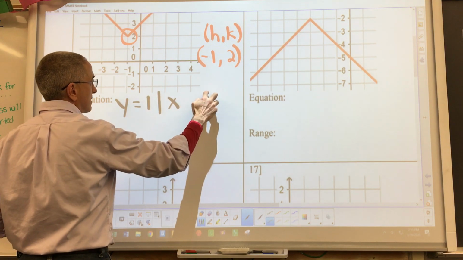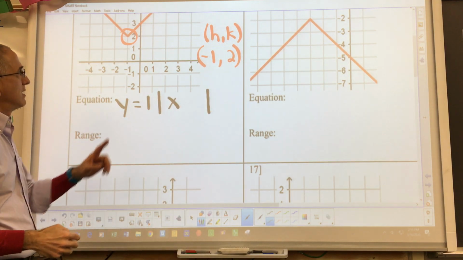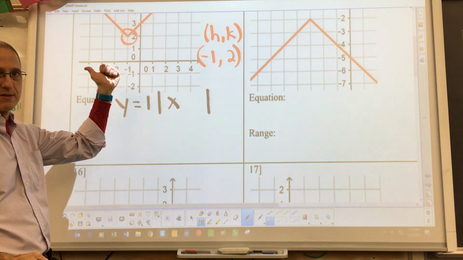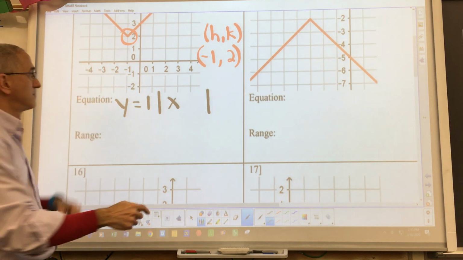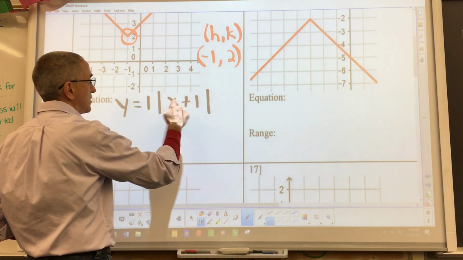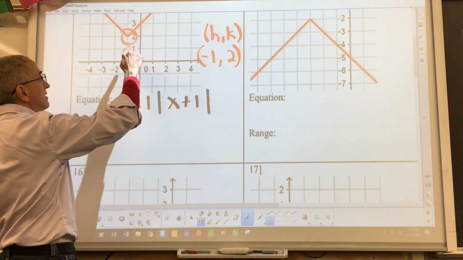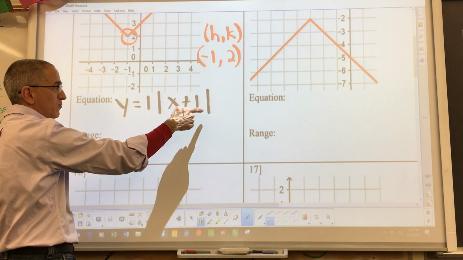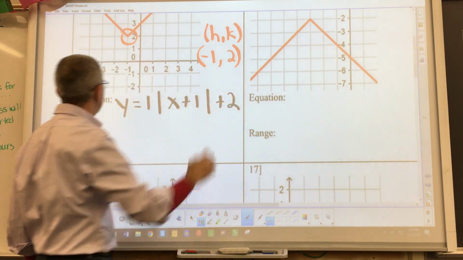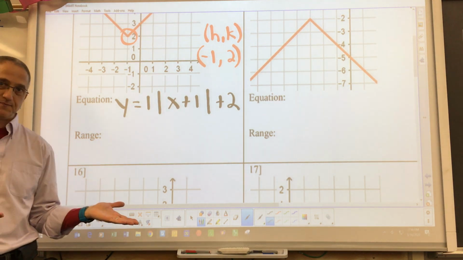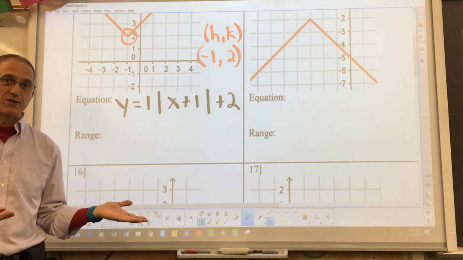X is there. This one goes to the left, 1. That means I'm going to go plus 1. Do the opposite of what X is telling me. If I'm going to go left, X is telling me right, I went left. It was up 2. That's it. That's how you're going to write the equation based on a graph.